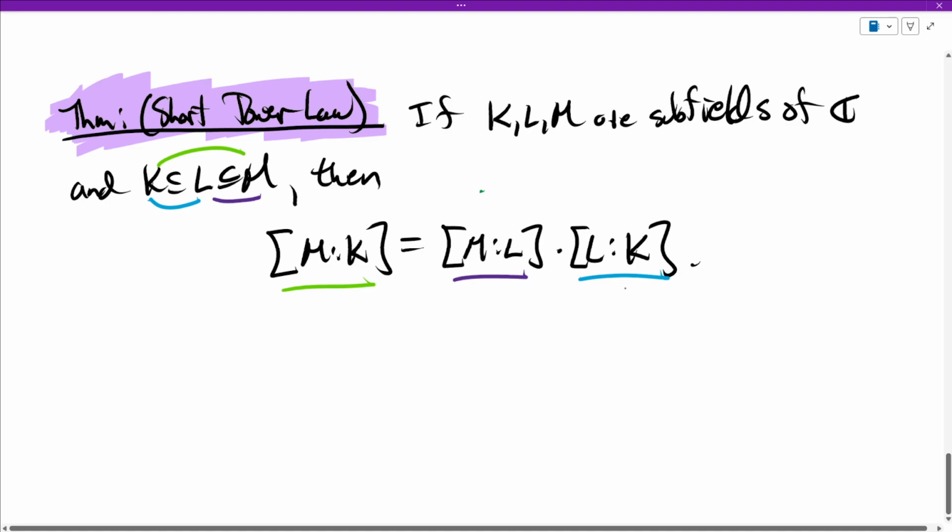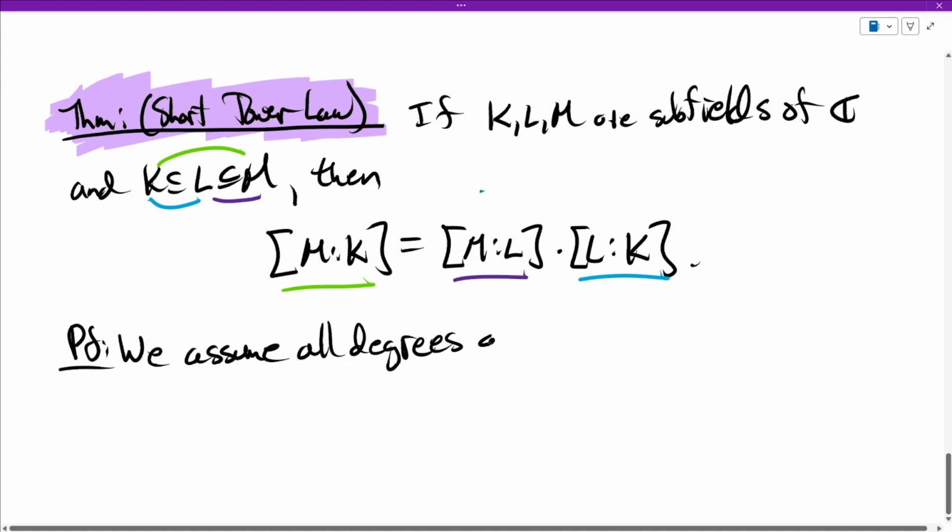But if you know cardinals, the same is true, but you have to invoke the use of cardinals in cardinal arithmetic, which we're not going to do. Okay, so proof, we assume all degrees are finite. It's just a simplifying assumption.